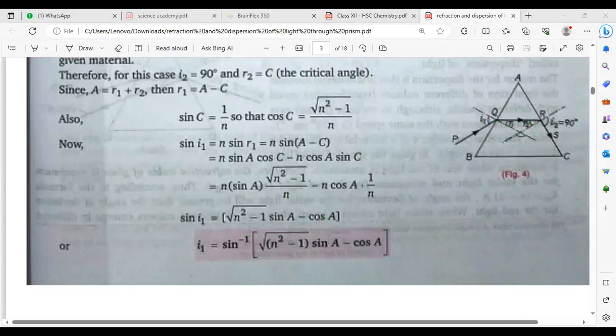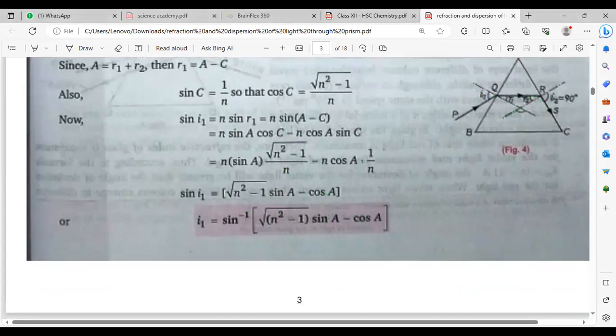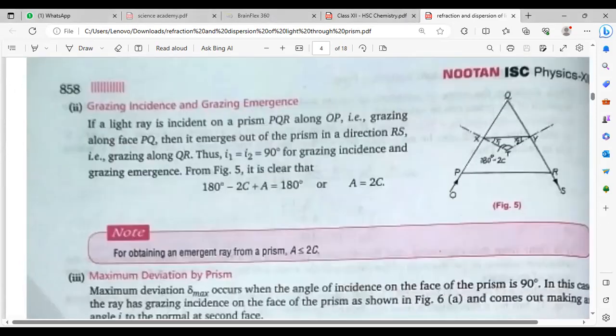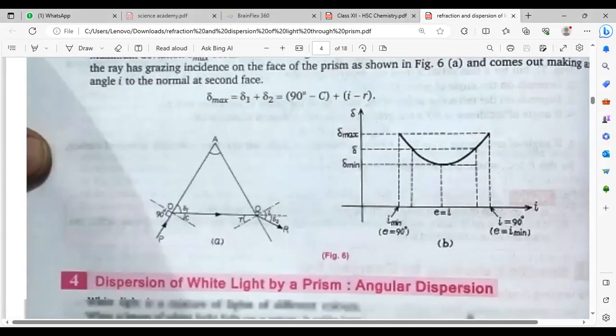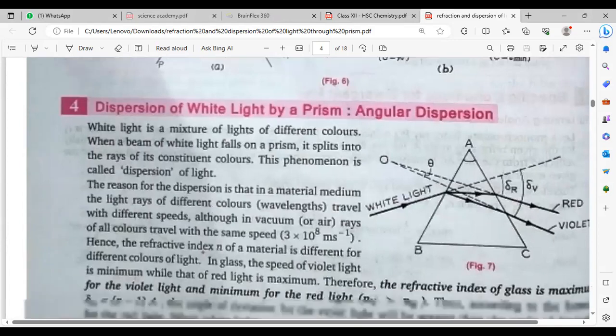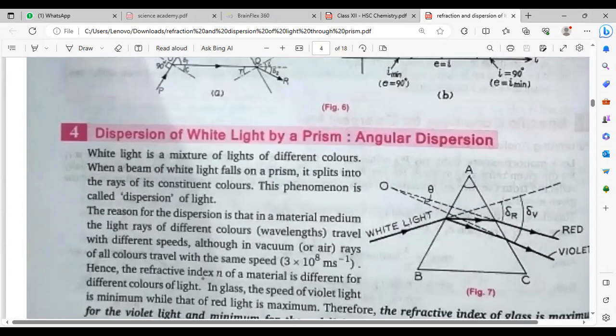अब बेसिकली एक बार इसका डेरिवेशन हम लोग कर लेते हैं लिख करके, and you guys can write it down. फिर grazing incidence, maximum angle of deviation, इनके लिए हम लोग कर लेंगे, then will come into the dispersion work.